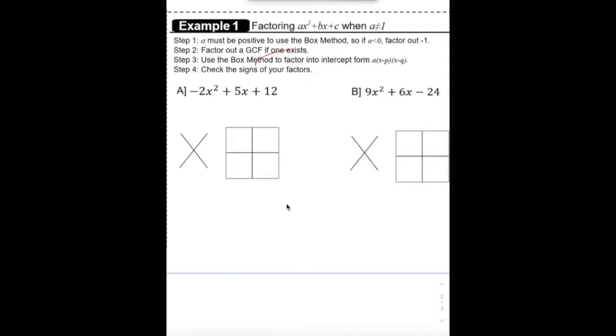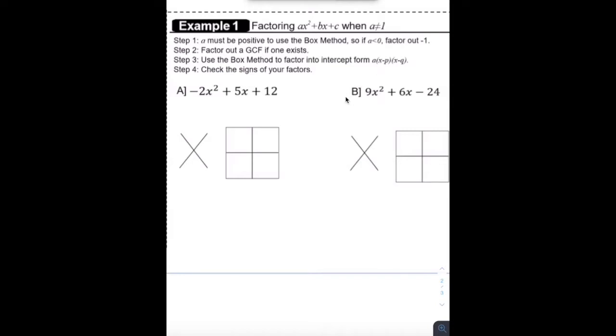Step one, a must be positive to use the box method. If it's not positive, then you cannot use the box method. I'm going to show you an example. You must factor the GCF. Check all the numbers, and if they have a common factor, then you got to factor it. Then we use the box method to factor, and it's got to look like this. Check your signs when you factor this out.